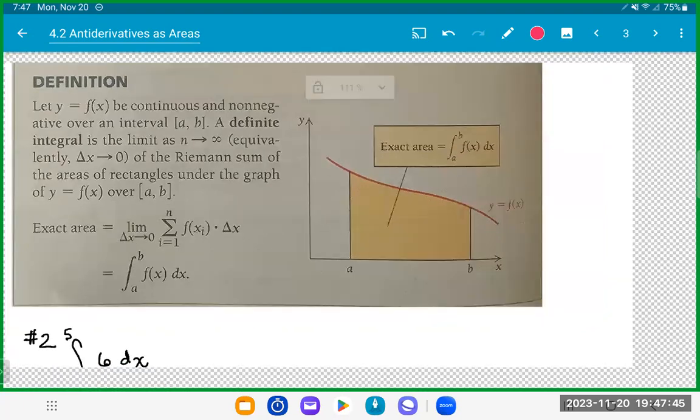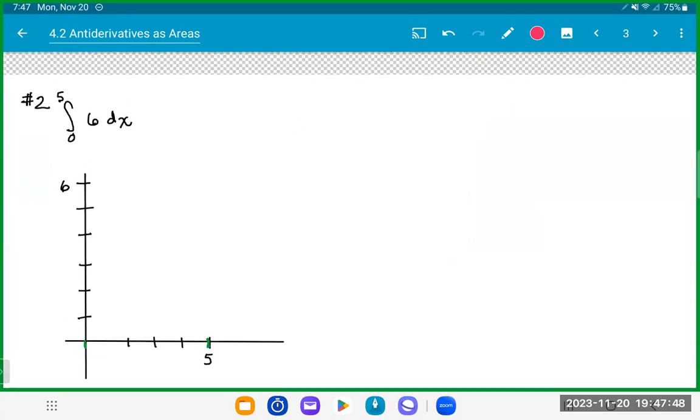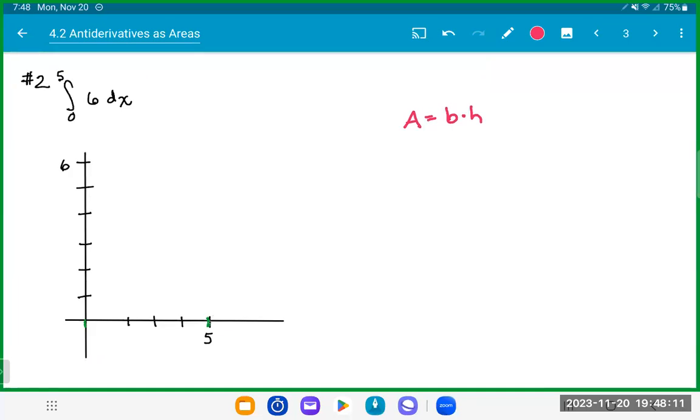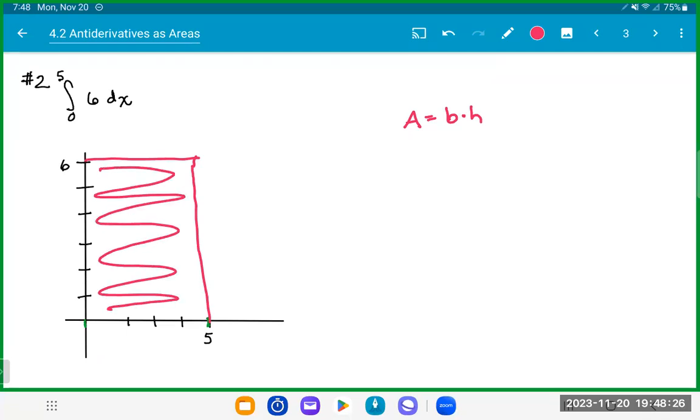Okay. So if we look at an example, in this case, we have the integral of 6 dx as it goes from 0 to 5. So the region is a rectangle, area equals base times height. If we look at this, we're going from 0 to 5, so we could draw that line up here. And we're holding it constant for this example at 6. So this whole space under here is our area.